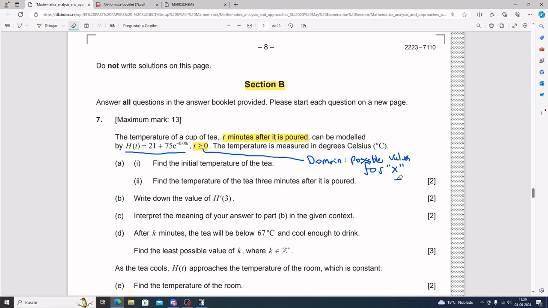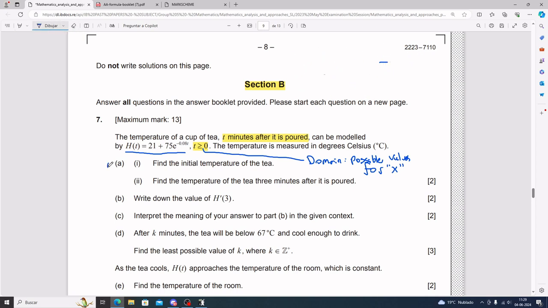I'm just pointing out a little bit of the context of the problem, and that the temperature is measured in degrees Celsius. If you, for example, plug in T equals 2, you're going to end up with some temperature, which will mean that after 2 minutes, the tea has that temperature. That is the main idea: you plug in time, you get a temperature. So at T equals 2, what is the temperature? That is the context of the problem. So enough blah blah, let's jump into it.